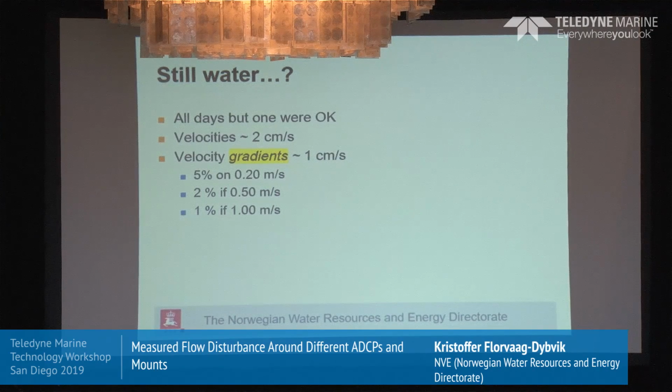Okay, all days were good, except one day. Like I said, the velocity gradients, that's what we are worried about. But with 1 centimeter per second, it's okay more or less to look at data of 0.5 meters per second and up. We had some runs at around 20 centimeters per second, but we can only use those data for the days with really little gradients in the lake itself.